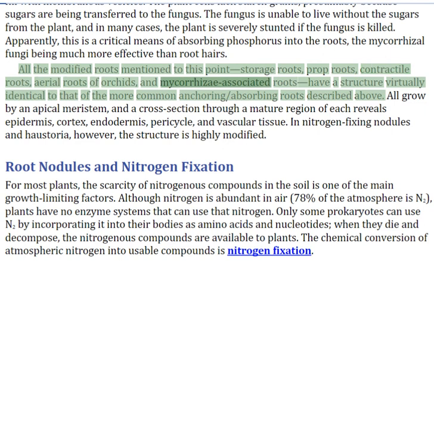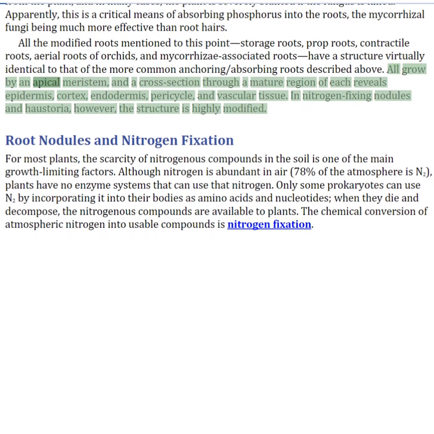All the modified roots mentioned to this point, storage roots, prop roots, contractile roots, aerial roots of orchids, and mycorrhizae-associated roots, have a structure virtually identical to that of the more common anchoring absorbing roots described above. All grow by an apical meristem, and a cross-section through a mature region of each reveals epidermis, cortex, endodermis, pericycle, and vascular tissue. In nitrogen-fixing nodules and haustoria, however, the structure is highly modified.